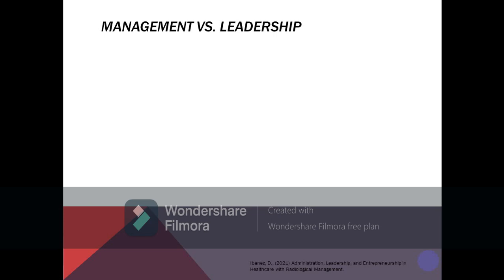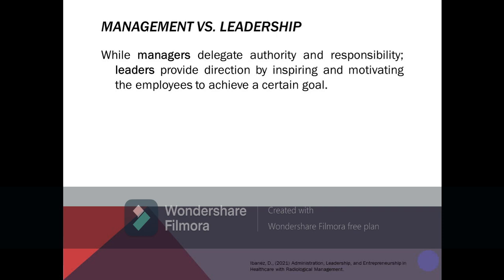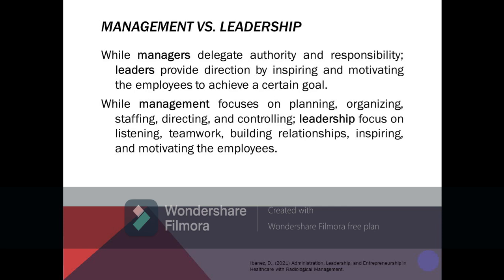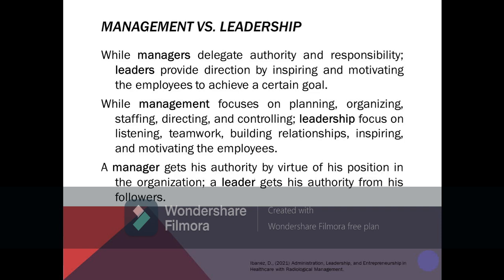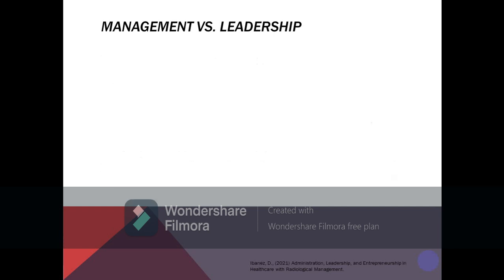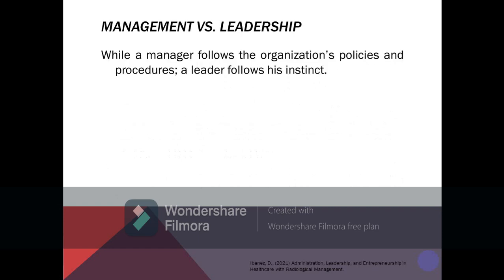Leadership differs from management in that, while managers delegate authority and responsibility, leaders provide direction by inspiring and motivating the employees to achieve a certain goal. While management focuses on planning, organizing, staffing, directing, and controlling, leadership focuses on listening, teamwork, building relationships, inspiring, and motivating the employees. A manager gets authority by virtue of his position in the organization, while a leader gets his authority from his followers.